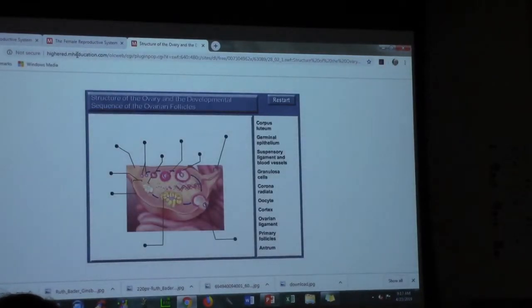Right, so it's images of the ovary and the development of a primary follicle. So again, using the language in a game that makes a pleasing sound. Corpus luteum.